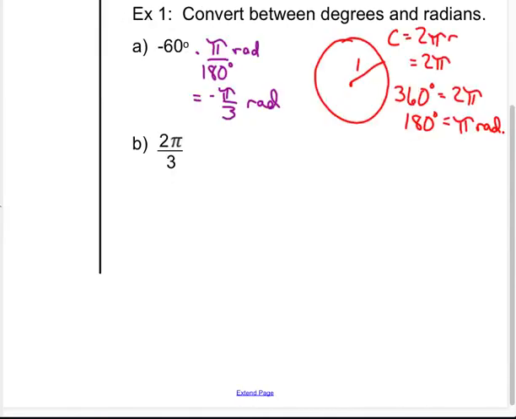So for B, we have 2 pi over 3 radians, and we want to convert to degrees. So we put our pi radians in the denominator, so those units will cancel, and 180 in the numerator. So 180 divided by 3 is 60, times 2 is 120, and our pi's cancel. So we have 2 pi over 3 radians equals 120 degrees.